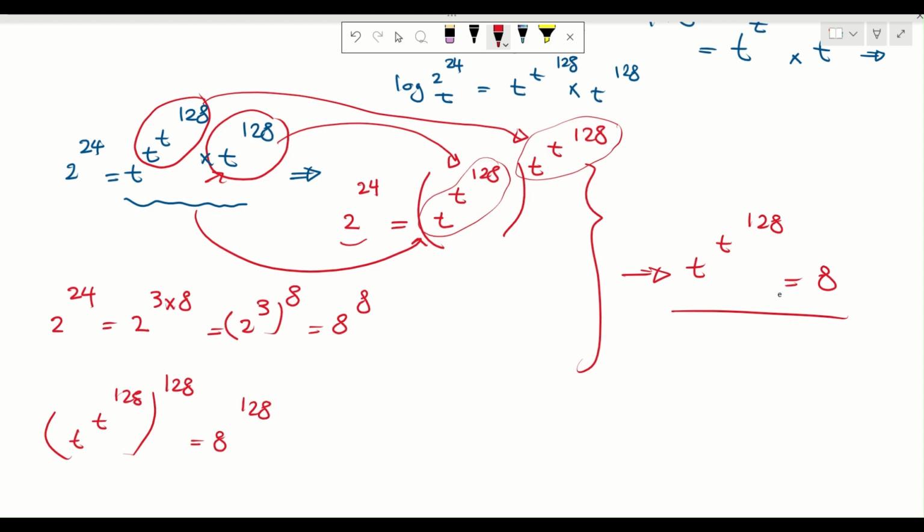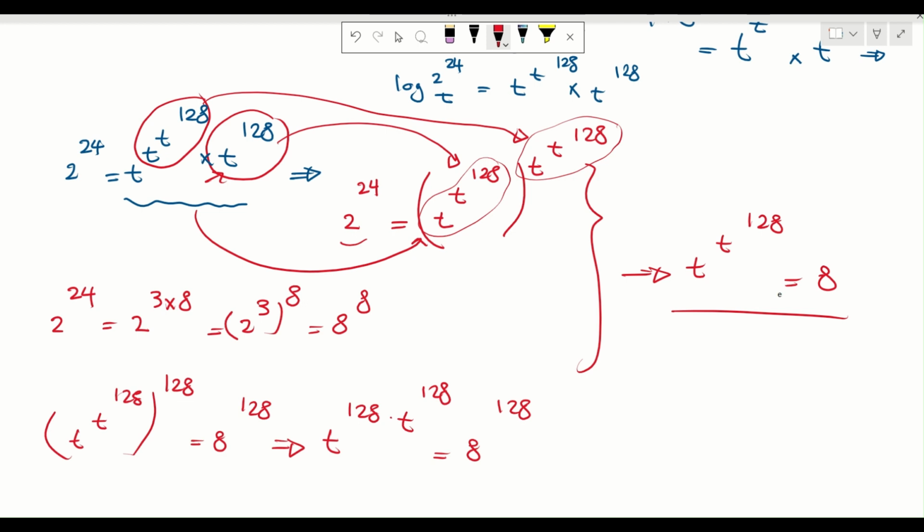Now obviously you can imagine that I can rewrite the left hand side as t to the power of 128 times t to the power of 128. This is similar to what you saw before, and the other side is going to be 8 to the power of 128.